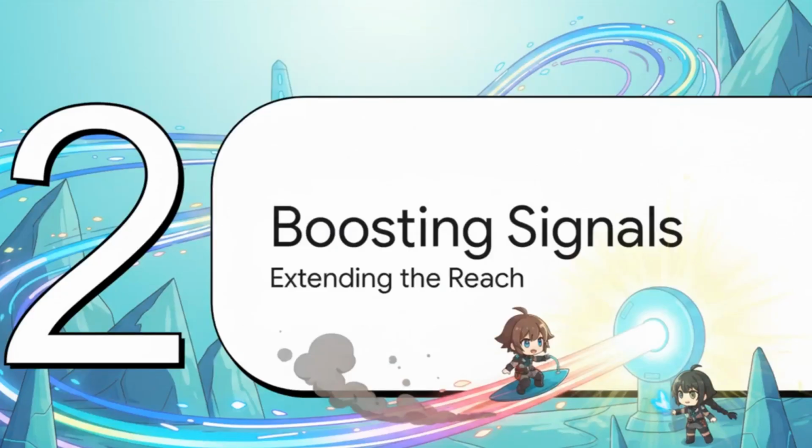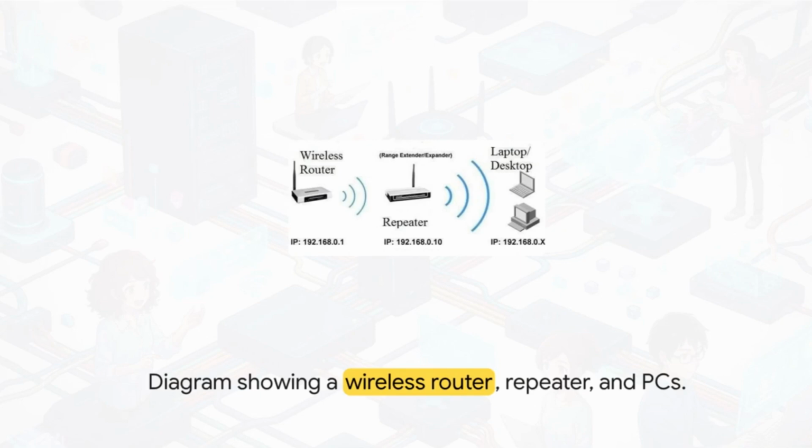Moving right along to part two, boosting and extending signals. Let's talk about extending our reach. So here's the problem. Over long distances, signals naturally degrade. If a wireless router is just too far from a computer, the connection fades out. Enter the repeater. Positioned right in the middle, this device catches those fading signals, regenerates them back to their original strength, and sends them right on their way to their destination.